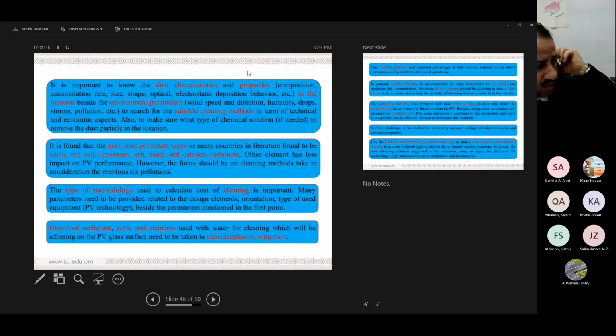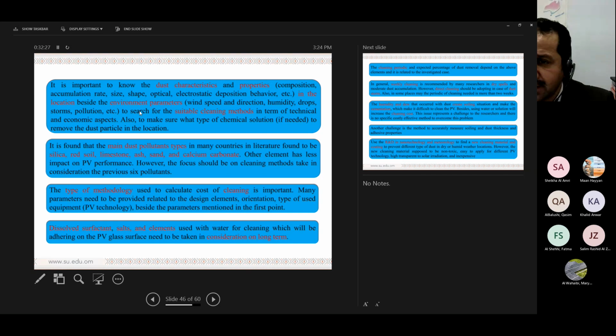Now, I try here to summarize the critical points related to the research. These are the dust characteristics and properties. As you know, for the properties we have accumulation rate, size, shape, optical, electrostatic, deposit behavior. All of this affects the current, voltage, and power in different ways. It has to be considered, and it's related to the location and to the environment. It's important to consider them. Many people investing in solar, especially in the Middle East, don't consider these. And this is important to be reflected in selecting the suitable cleaning methods.